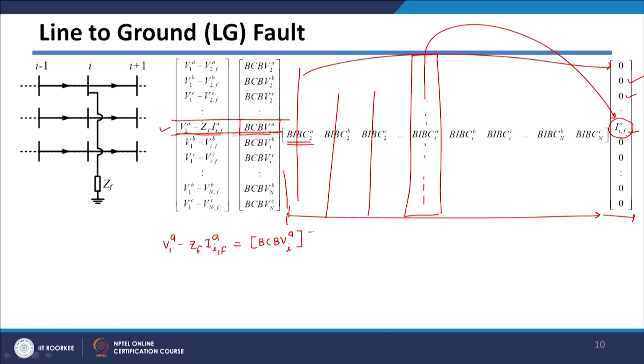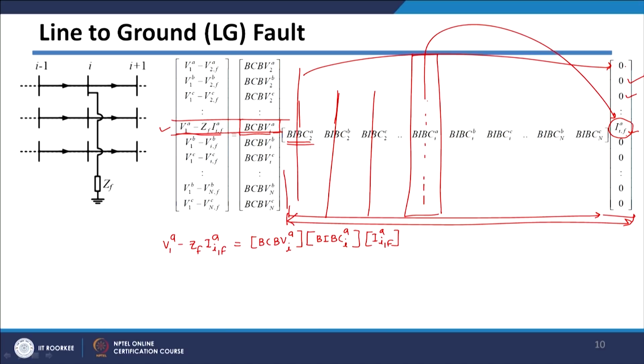So in this column, from here to here, I can easily write BIBC of I,A multiplied by the fault current in A phase. This is what I have done, since all these columns are getting multiplied by 0 entries.